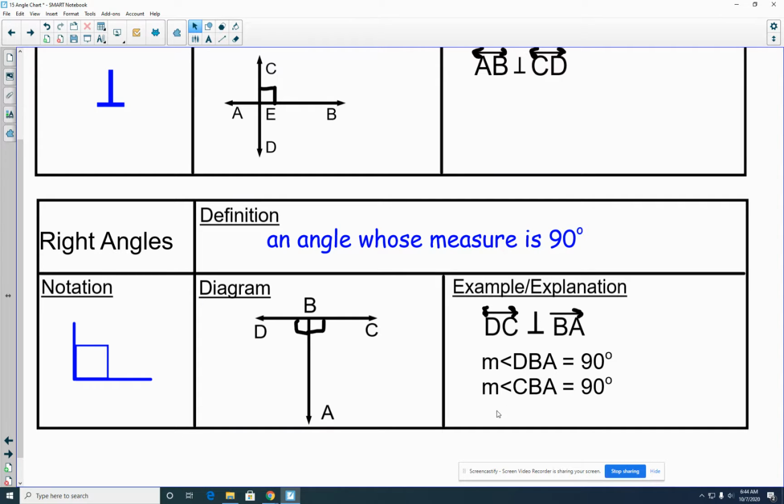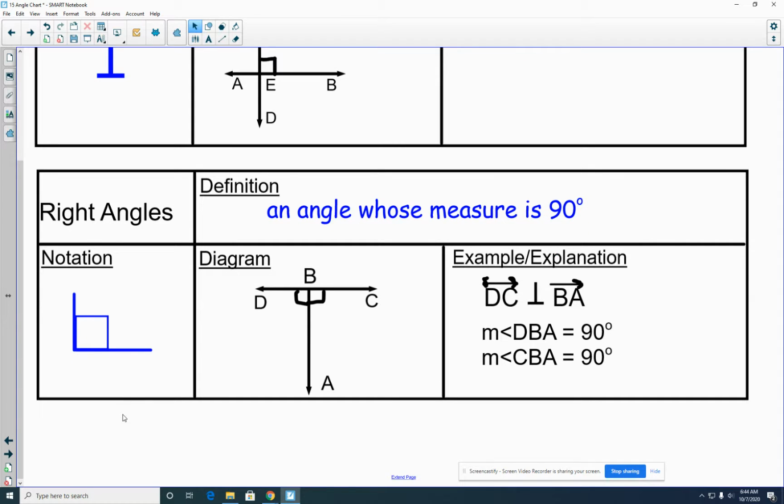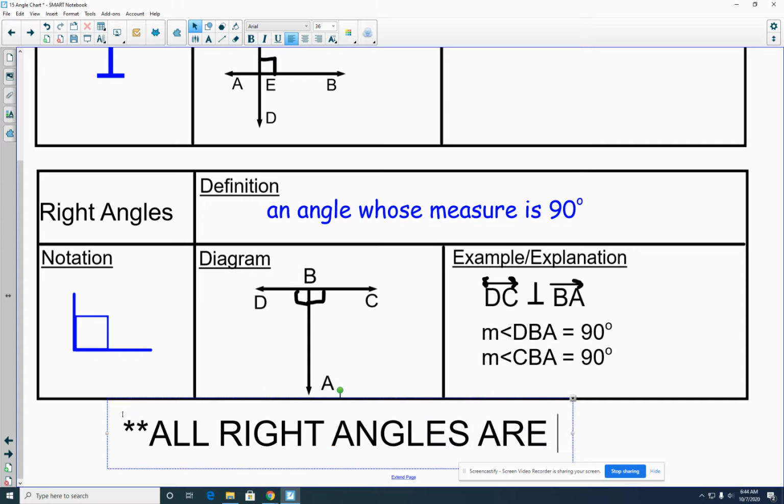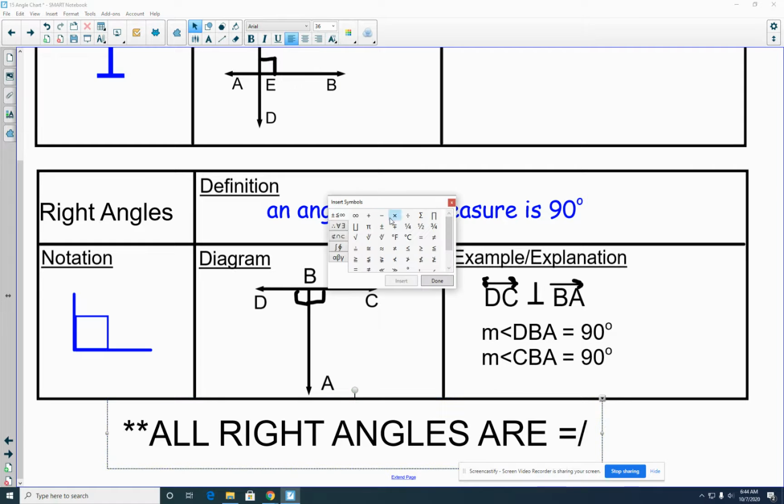What's important is that when we're dealing with right angles, we always have to recall that all right angles are equal or congruent. If they're equal, they're congruent. So all right angles are congruent. A little congruent symbol.